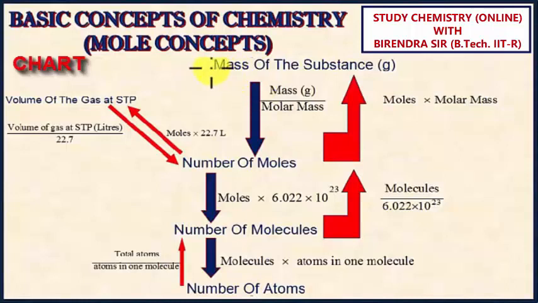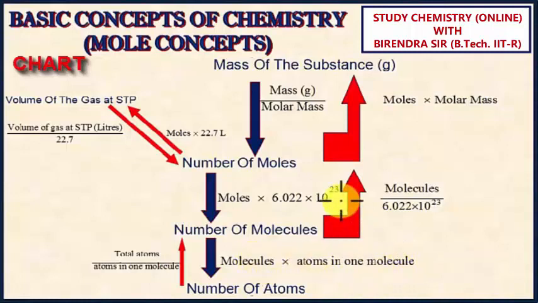You can see in the chart, if the mass of the substance is given, mass must be in gram. That mass you first convert into moles. How? By dividing with molar mass. And moles can be converted into molecules by multiplying by Avogadro number, 6.022 into 10 raised to 23, if the basic unit of the substance is molecule.